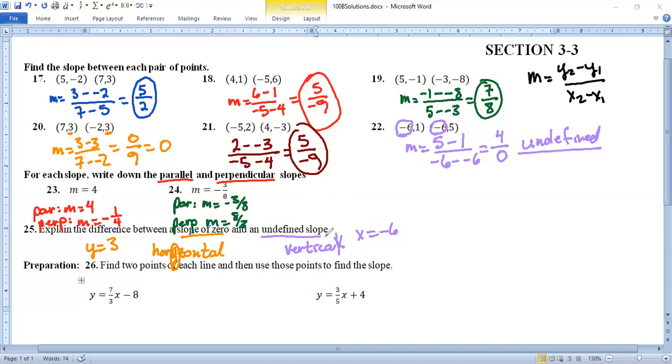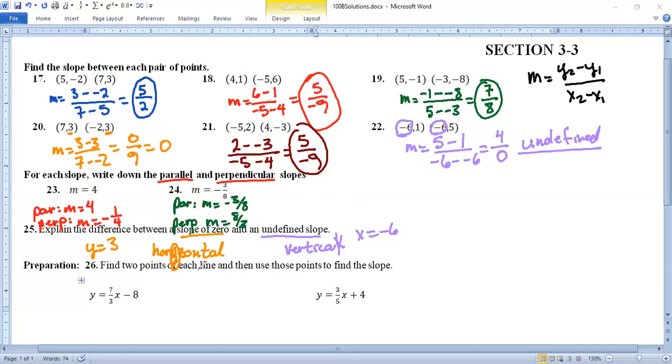They are biconditional, they are linked. Undefined slopes are always vertical. Vertical lines are always x equals a certain number, and x equals a certain number always has undefined slope. All three of those linked together. Good. Number 26, the last one here.